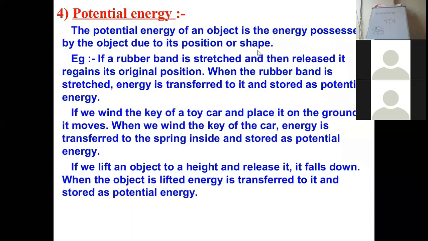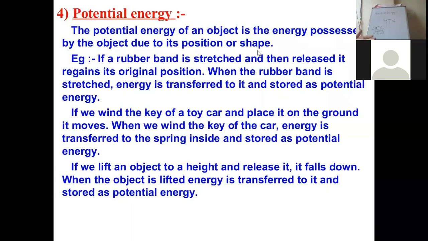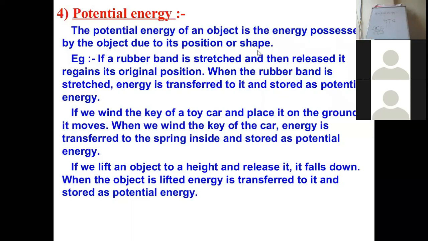Now we have one more type of potential energy that we call elastic potential energy. For example, if you have a rubber band or a catapult, you must be familiar with the catapult or a rubber band, right? Once we stretch the rubber band and then release it, what will happen? The energy will be stored in the rubber band, and that stored energy is called elastic potential energy. Hope you have understood. That is the energy possessed by the object due to the change in its shape.